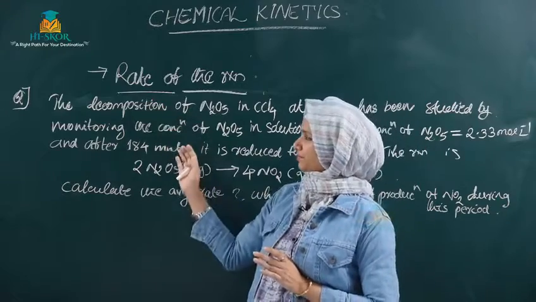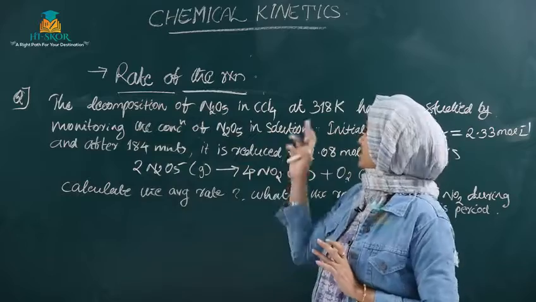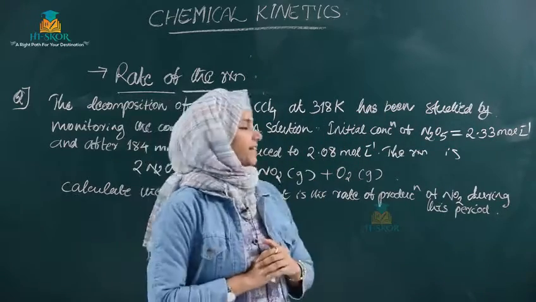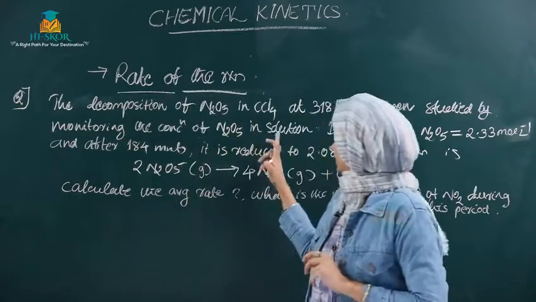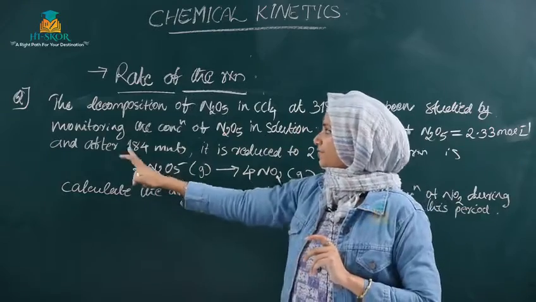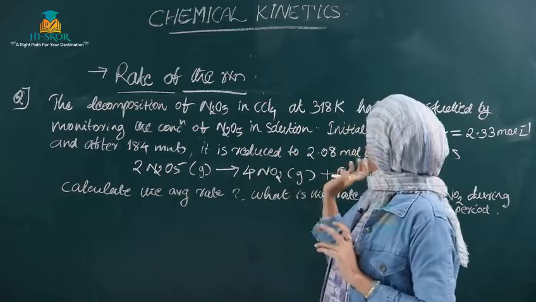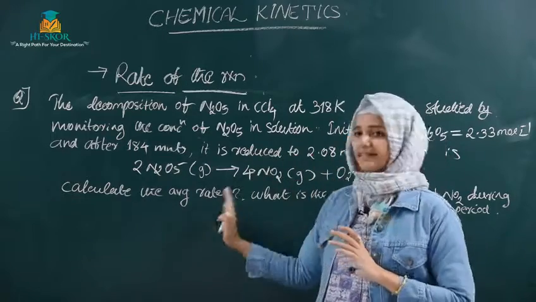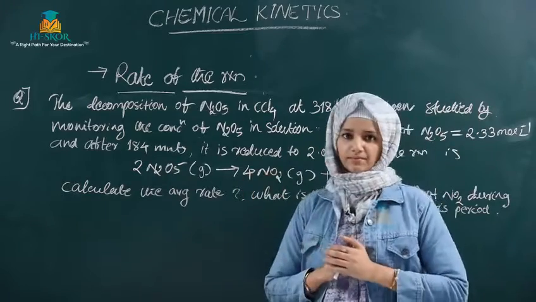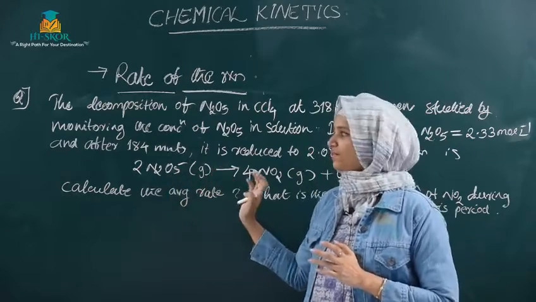Look at this problem. The decomposition of N2O5 in CCl4 at 318 Kelvin has been studied by monitoring the concentration of N2O5 in solution. The initial concentration is given, and after 184 minutes it is reduced to 2.08 moles per liter. We have to calculate the average rate and the rate of production of NO2. That is the question they asked, and they have also given the reaction.